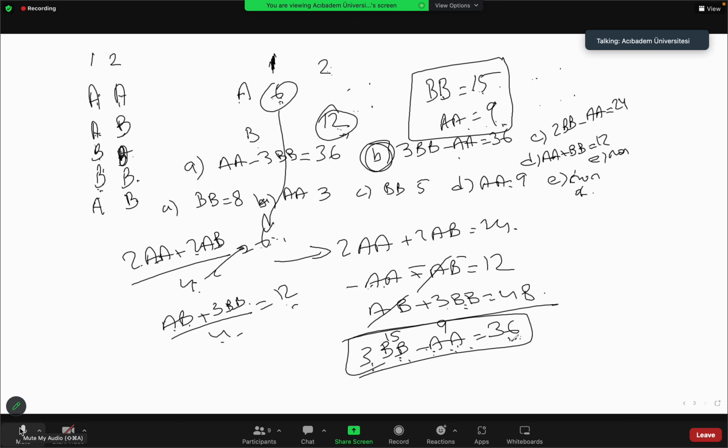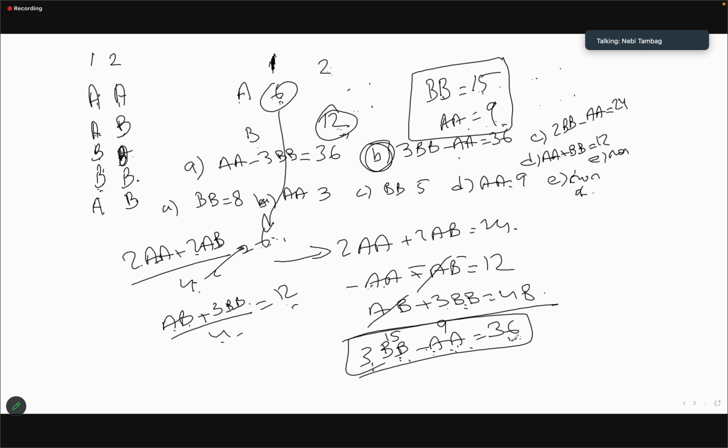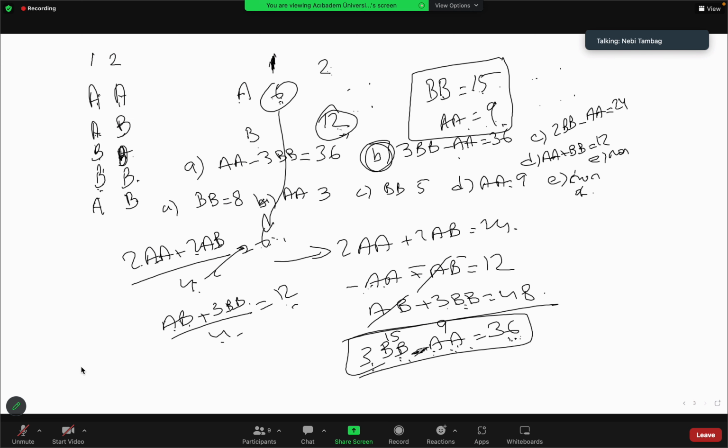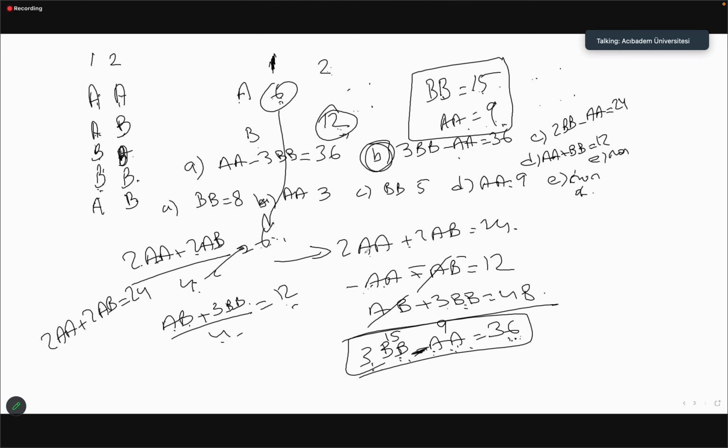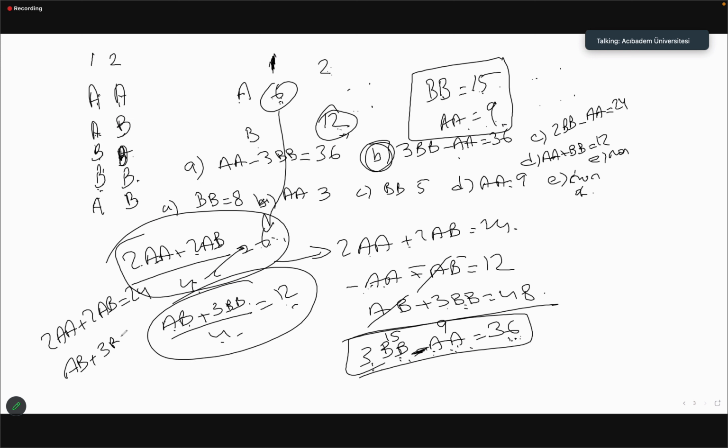These are the types of things that I would ask from the profile matrix. Fair. How do we get minus AA? Why is it minus? We're going to subtract. This equation tells me that 2AA plus 2AB equal to 24, right? This equation tells me that AB plus 3BB is equal to 48. I multiply 4 with 12.